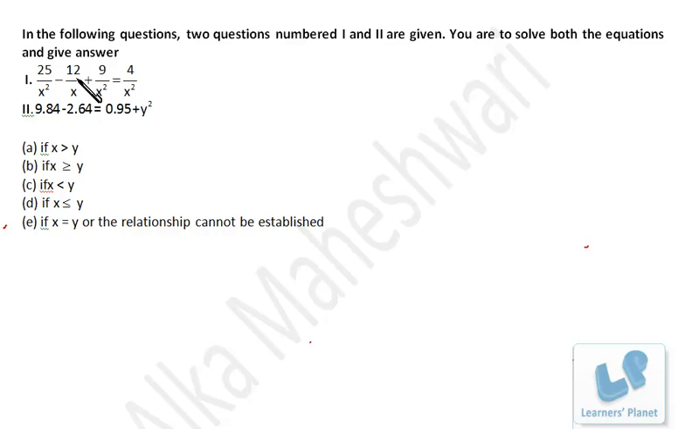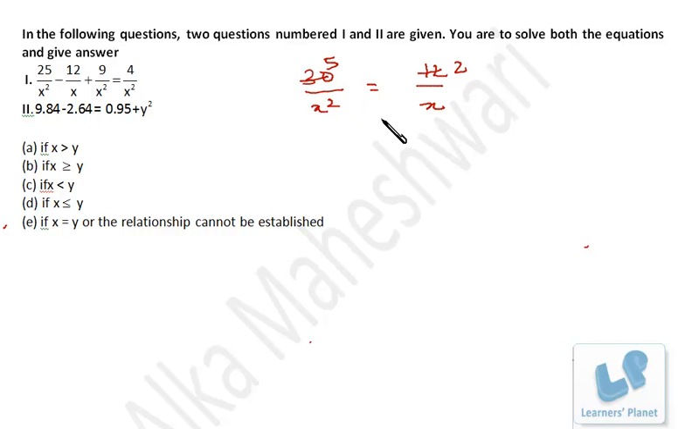So this is 25 plus 9, 34. 34 minus 4 is 30. So it is 30 by x square is equal to 12 by x. 6 5s are 30 and 6 2s are 12. Now the very first mistake which maximum students make over here, that this x is cancelled by this square, right? So this is actually a mistake, right?